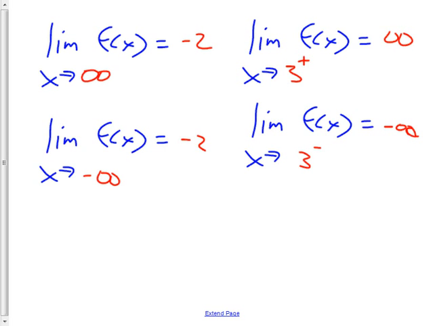Trying to make the picture for this one. My advice is put in the asymptote line. Figure out where the asymptotes must be.